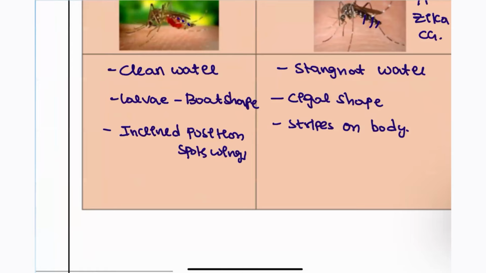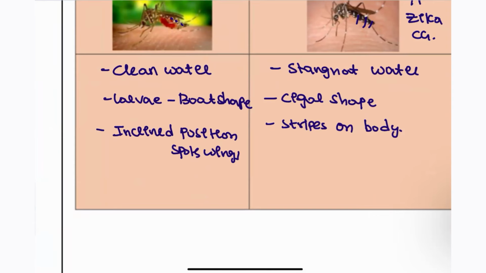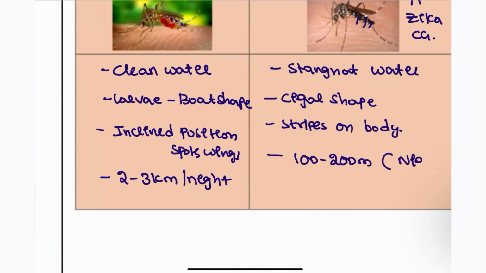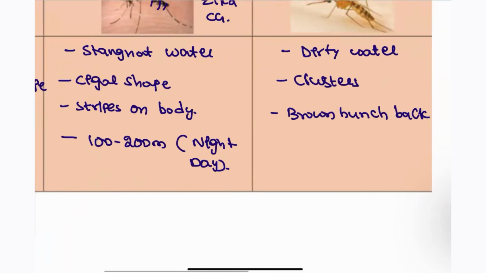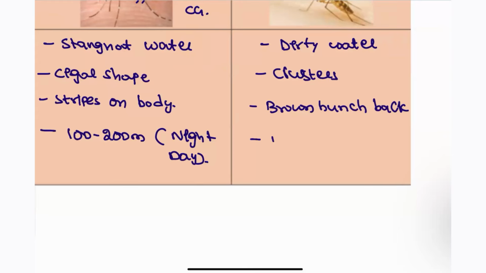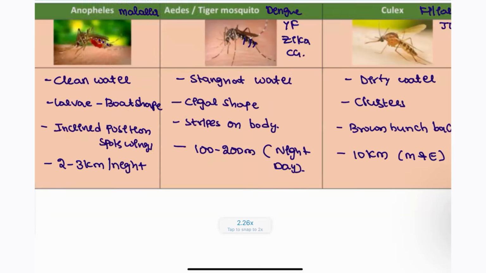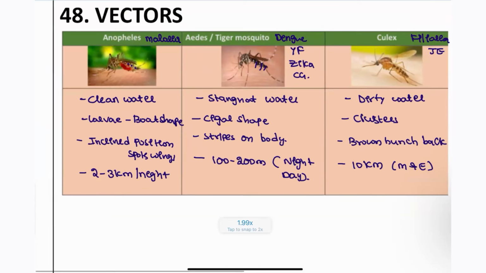Okay, next, flight range. How many kilometers are they going to travel? 2 to 3 kilometers, especially night bites. And here 100 to 200 meters, mostly night and day. Okay, night and day will be seen. Midnights mostly it will be seen. 10 kilometers also by the Culex mosquitoes, both morning and evening. Okay, not in the nights. This is the difference between Anopheles, Aedes and Culex.